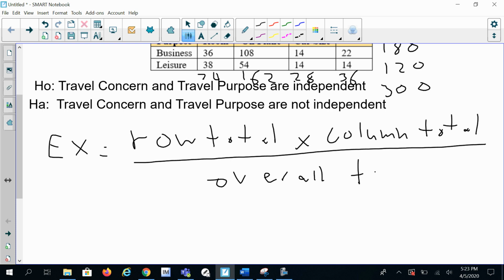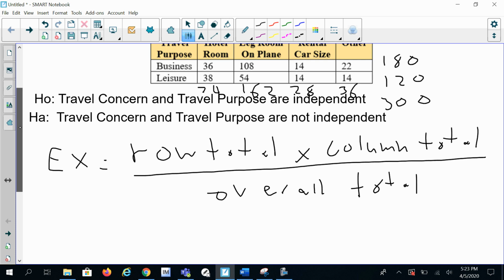So it's not a hard calculation. It's just a tedious one because we have to do this for every row and every column. We have 8 cells, so we have to do this 8 times. That is the tedious part. You take the row total times the column total divided by the overall total. Let me show you how this works.